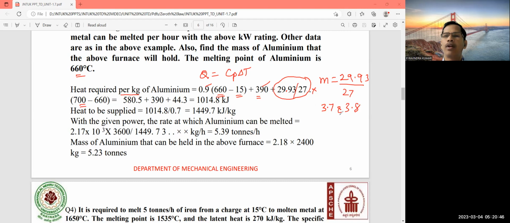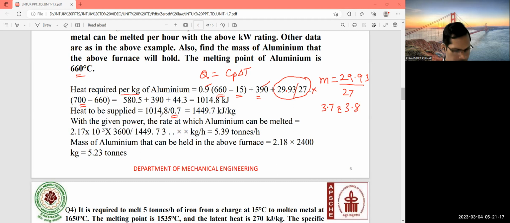The link between 3.7 and 3.8 is the aluminum problem, that is the melting of the aluminum. Melting of the aluminum means there are liquid states and solid states. So the heat to be removed is 1014.7, and here the efficiency is mentioned. 70% efficiency is there. Heat to be supplied.